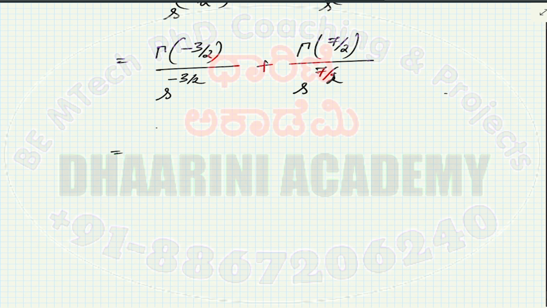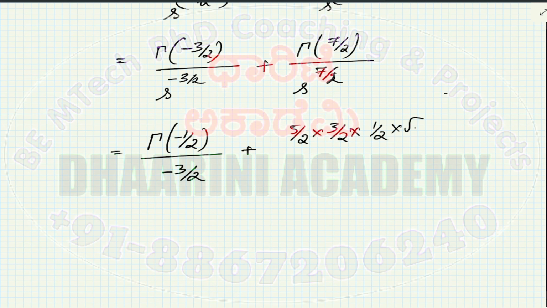Now gamma of minus 3 by 2 can be directly calculated like this. So how do you calculate that? Whenever it is negative, you add 1 to that. So that means it is gamma of minus half divided by whatever term you have, that is minus 3 by 2. Okay, now plus gamma 7 by 2. Gamma 7 by 2 is 5 by 2, 1 less than that, into 3 by 2 into 1 by 2 into root pi whole divided by s to the 7 by 2.